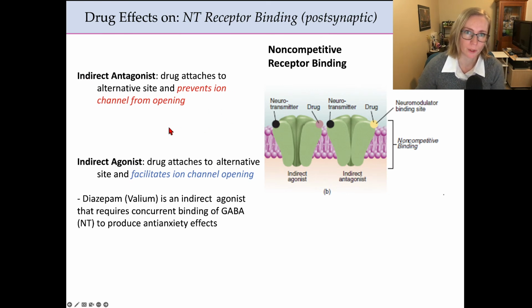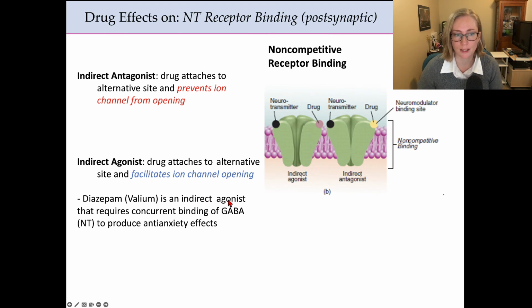Here I wrote it out for the indirect portion. Indirect antagonist: a drug attaches itself to an alternative site and prevents the ion channel from opening. Or you can be an indirect agonist: a drug attaches itself to an alternative site and facilitates the ion channel opening. This is actually how Valium works.